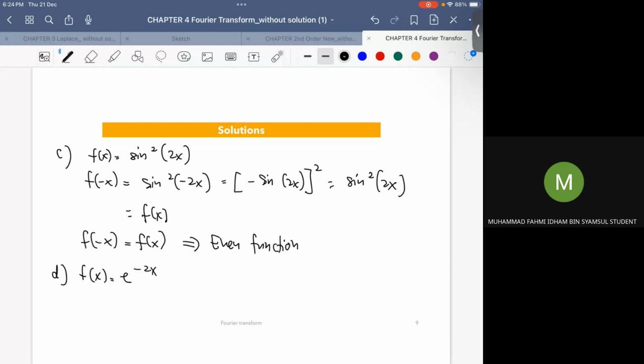So let's put negative x. So f(-x) equal to exponent negative 2 times negative x, and this one equal to exponent 2x. And exponent 2x, this one is not equal to f(x), where our f(x) is exponent negative 2x. And this one is also not equal to negative f(x). Hence, we make the conclusion this is a neither function.